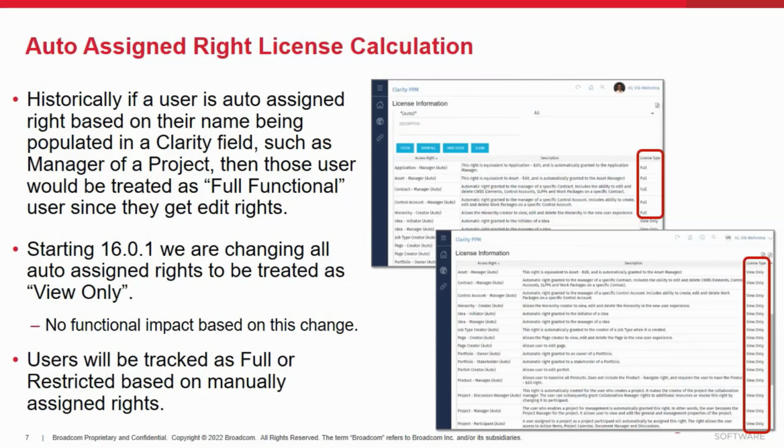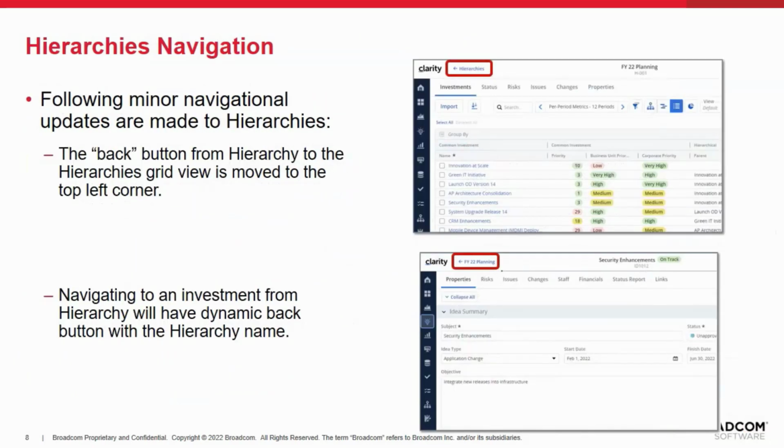If the same user is assigned an access right manually, and that manually assigned access right is tracked as full or restricted, then their license count will be tracked as full or restricted. So any manually assigned right will continue to function as it did in the past. The slight navigational changes we are making to hierarchies are as follows.